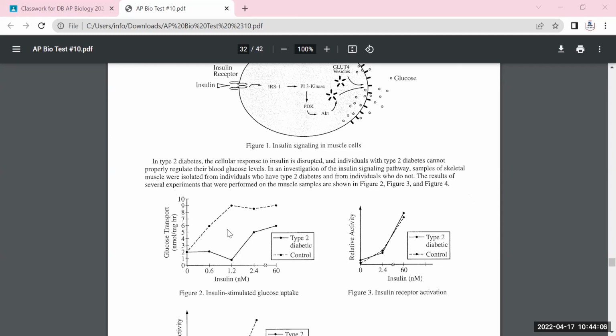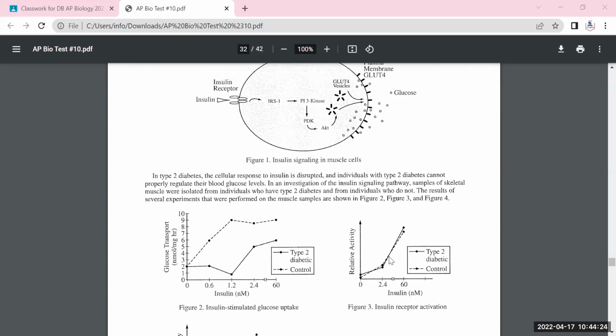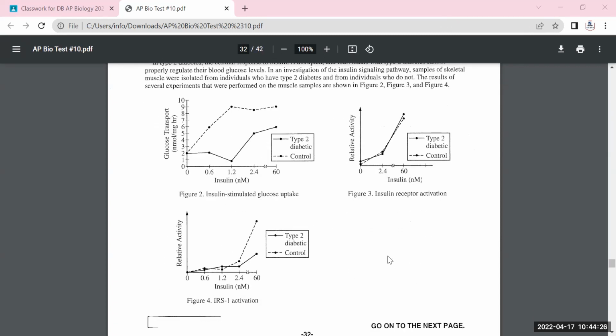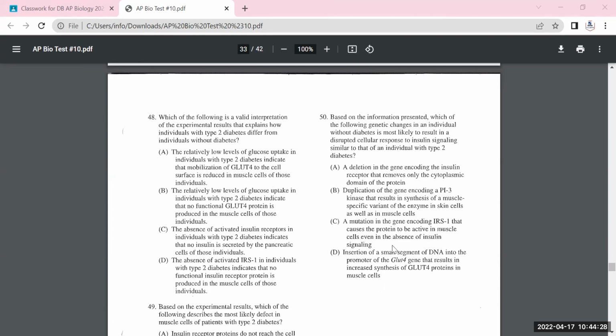In an investigation of the insulin signaling pathway, samples of skeletal muscle were isolated from individuals who have type 2 diabetes and from individuals who do not. The results of several experiments that were performed are shown in Figure 2, Figure 3, and 4. Which of the following is a valid interpretation of the experimental results that explains how individuals with type 2 diabetes differ from individuals without diabetes?